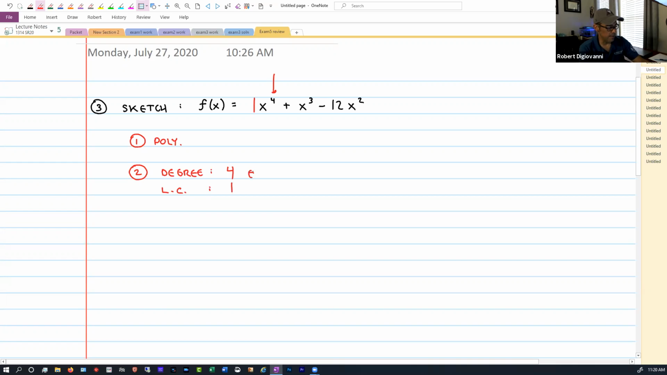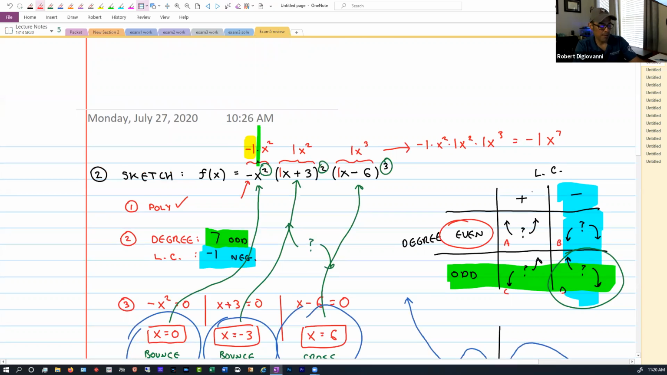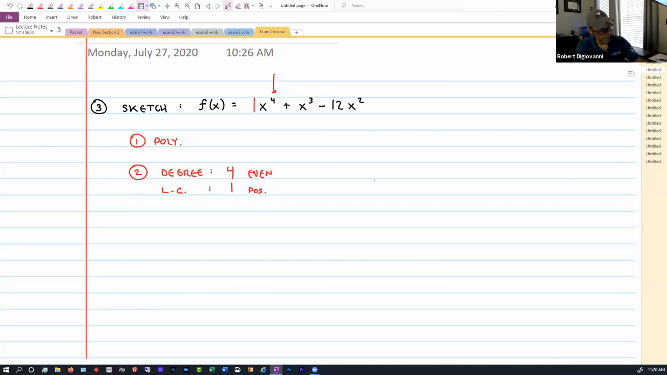So we have an even and a positive. And if we go back and look at the table from the previous problem, even degree, positive leading coefficient, it's got to be A. So we've got left side up, right side up, middle we don't know. So that doesn't require a whole lot of work.